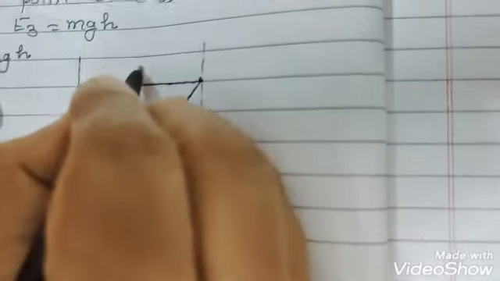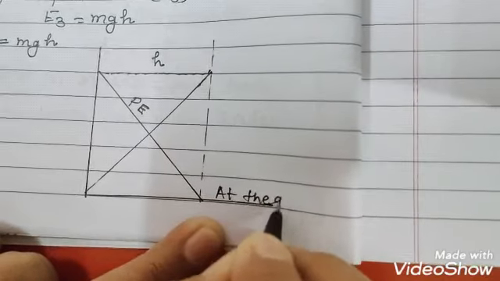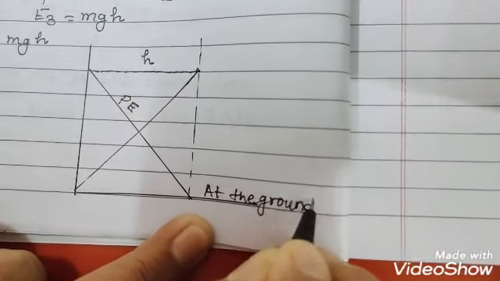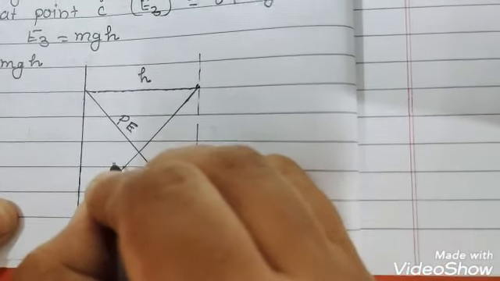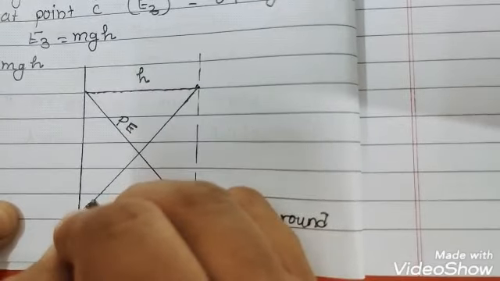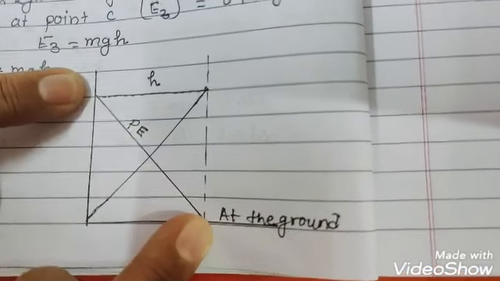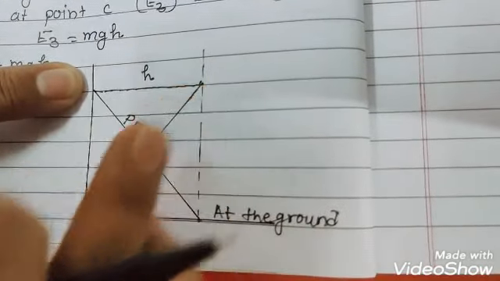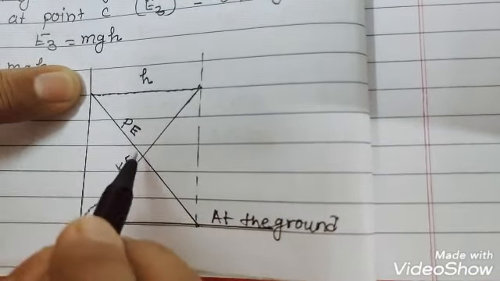You will see here, at height h, the potential energy is maximum and it will reduce to 0 at the ground. And what you find is that the kinetic energy increases, the potential energy will decrease and the kinetic energy will increase.